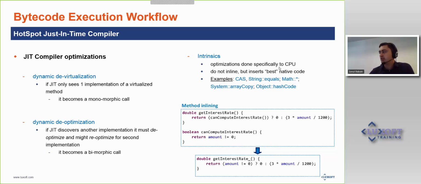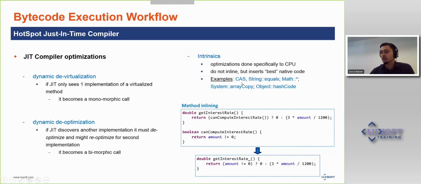And the best example in this case is the compare and swap operation, because it's mainly, in most of the cases, implemented at the hardware level. I don't think there are many cases nowadays when compare and swap is not implemented in hardware. And the just-in-time compiler should rely on the hardware implementation. It is not needed anymore to inline the method itself, but to insert the best native code. Other examples are the string equals method, all the methods from the math class, system array copy, object hash code, and so on.